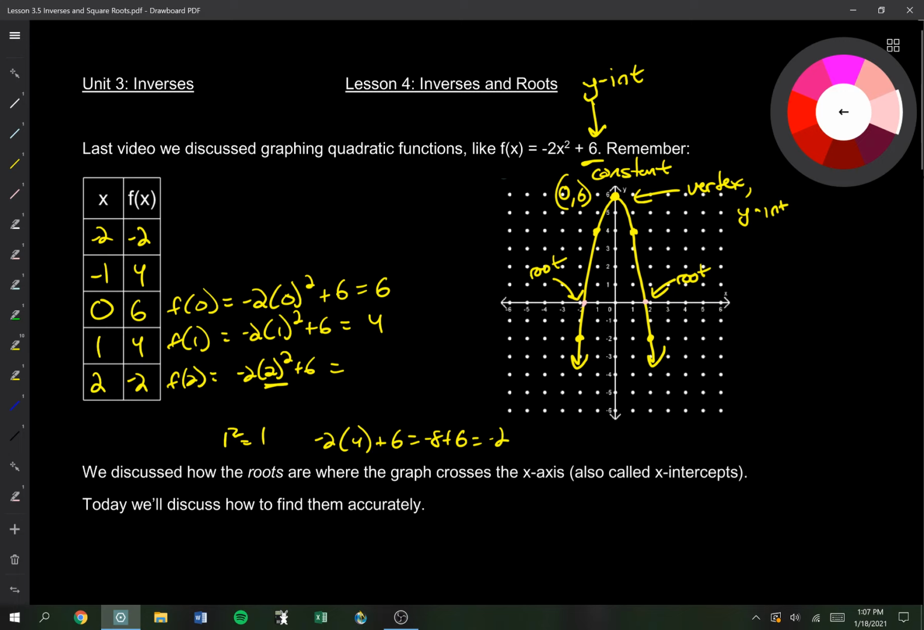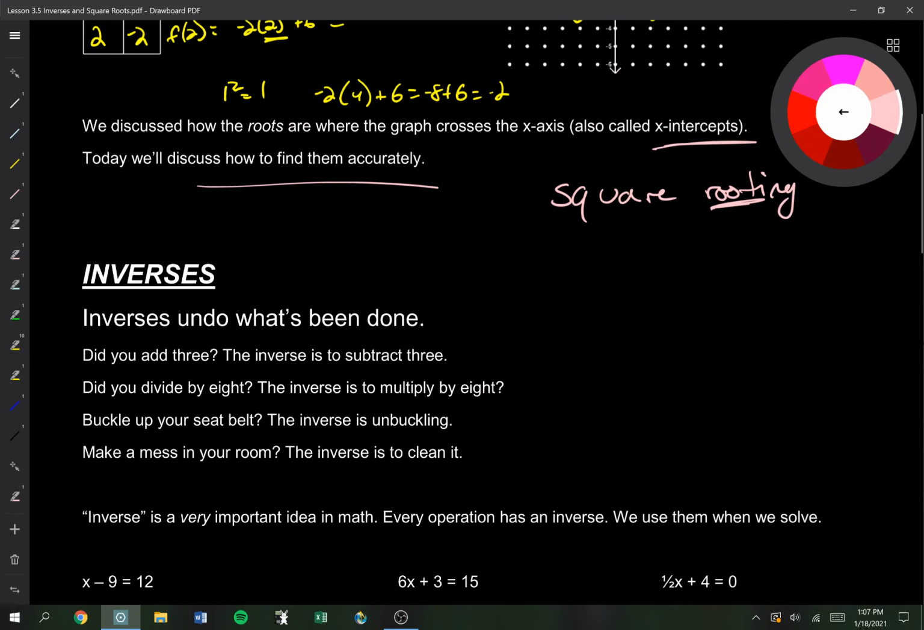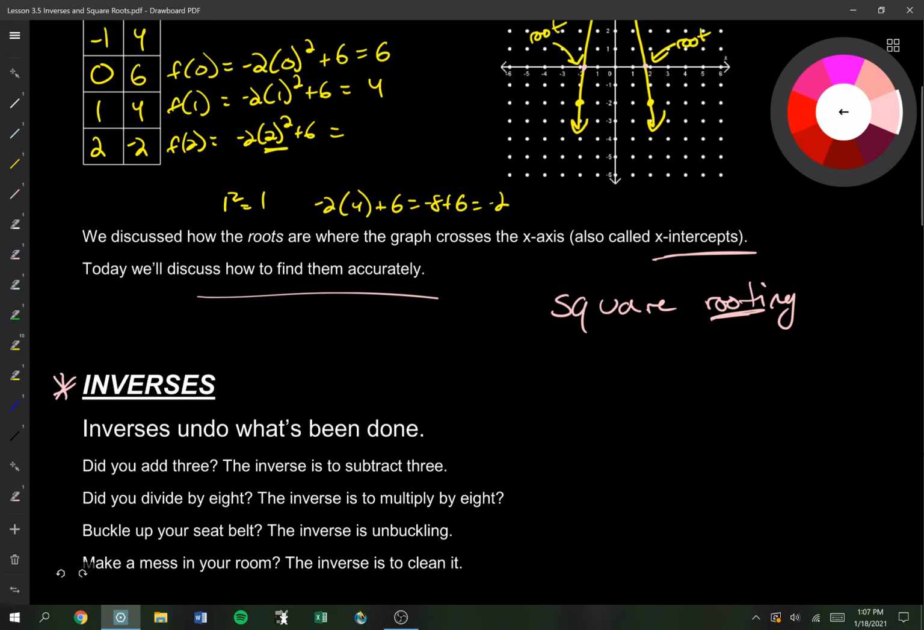Well, and roots are also x-intercepts. Today we'll talk about how to find them accurately, how to actually find their decimal and the exact point, or at least a very accurate version of where those roots are. Doing so is going to involve square rooting, which has the word root in it, because we're finding roots, and it makes so much sense. But everything is going to boil down to this very, very special word, and that word is inverse.